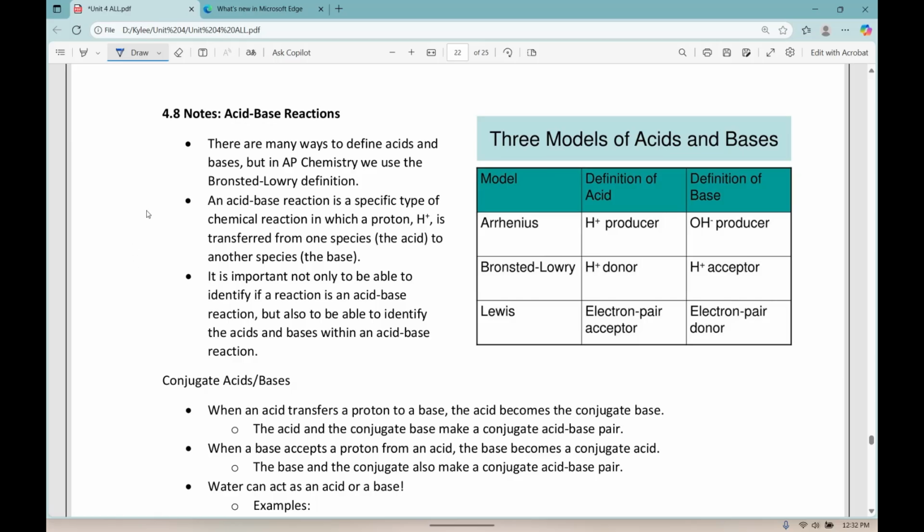From AP Chem, this is acid and base reactions. So, some of this we've already talked about when we did acid and base introduction in the other sections, but there's a little bit more that we're going to add to this.